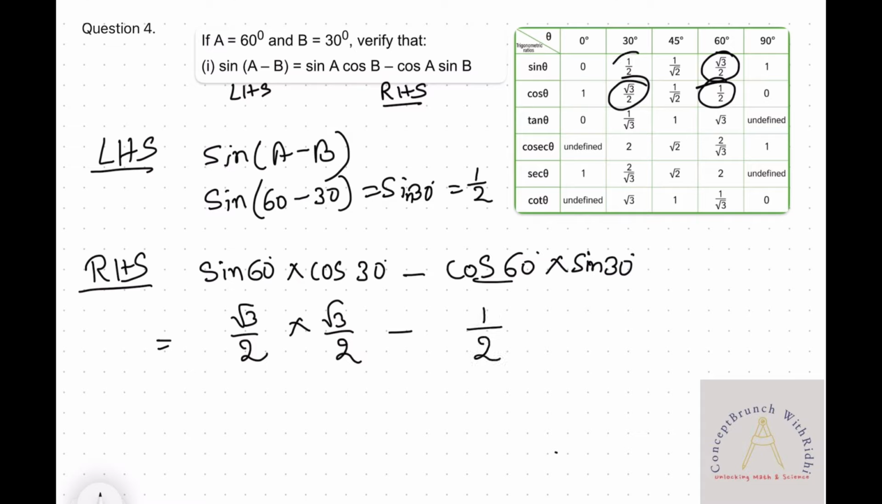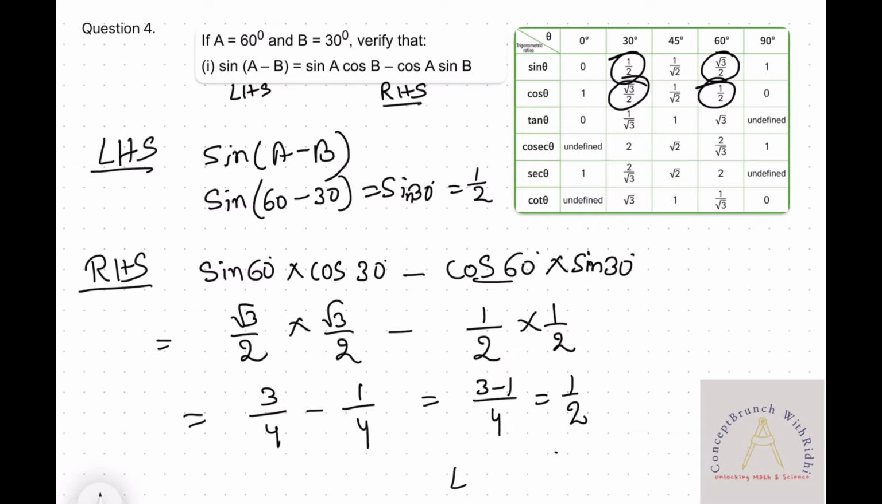Okay, so root 3 times root 3 is 3, divided by 4, minus 1 divided by 4. So we can write 3 minus 1 divided by 4, that is 1 by 2. So from here we can say, yes, LHS is equal to RHS. We have proved it. Okay.